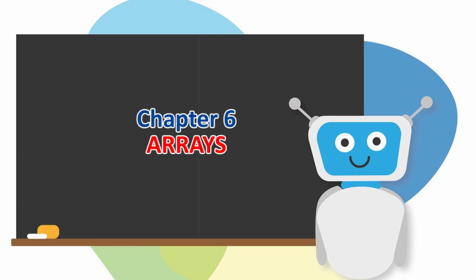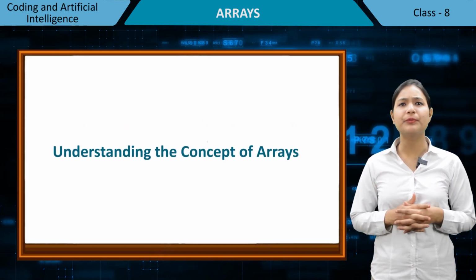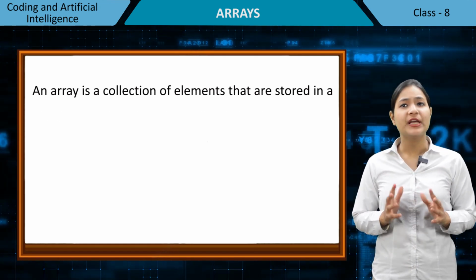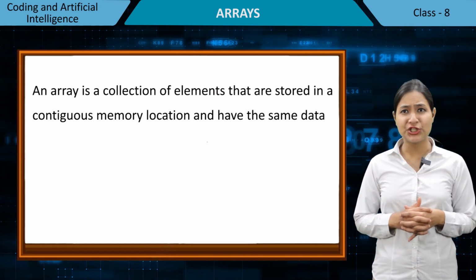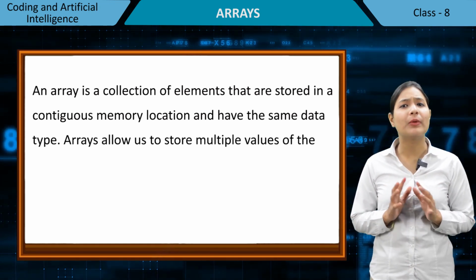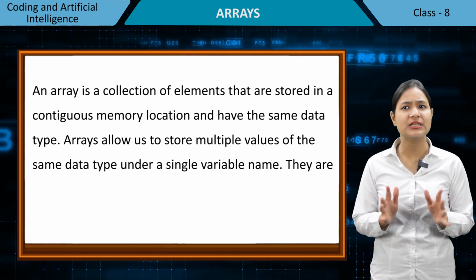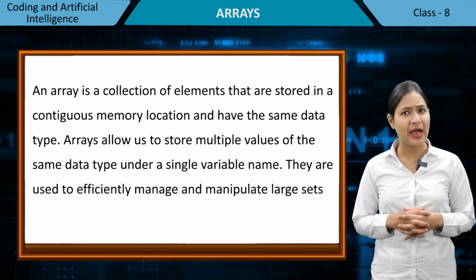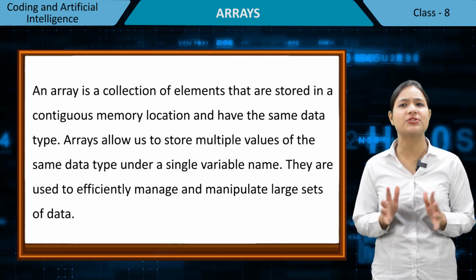Chapter 6. Arrays. Understanding the concept of arrays. An array is a collection of elements that are stored in a contiguous memory location and have the same data type. Arrays allow us to store multiple values of the same data type under a single variable name. They are used to efficiently manage and manipulate large sets of data.